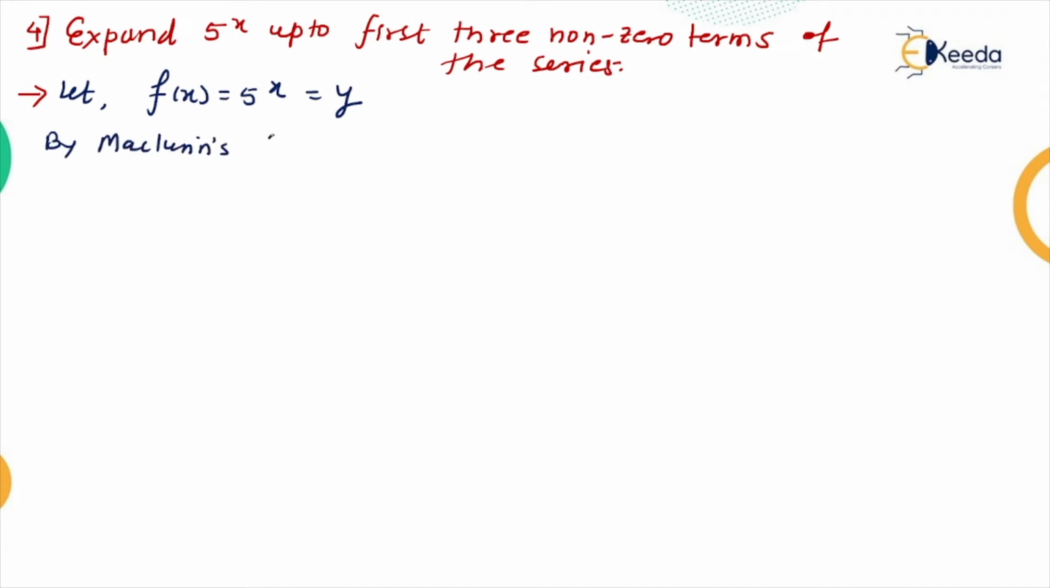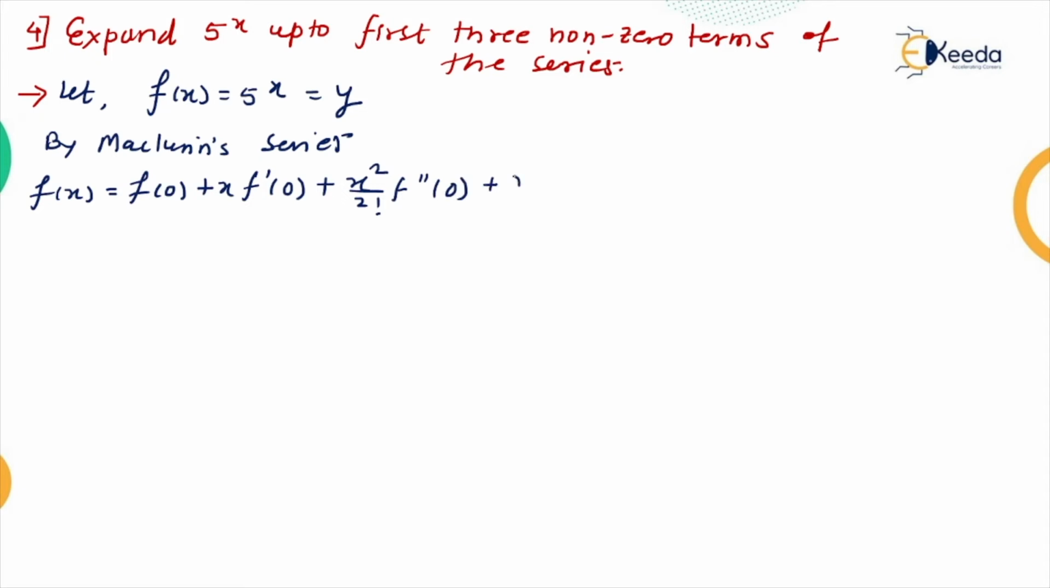What is the formula for Maclaurin series, guys? This is f of x is equal to f of 0 plus x into f dash of 0 plus x square divided by 2 factorial into f double dash of 0 plus x cube divided by 3 factorial into f triple dash of 0 plus and so on. Now you have to substitute here f of 0, f dash of 0, f double dash of 0. For consideration I am taking this equation as 1.